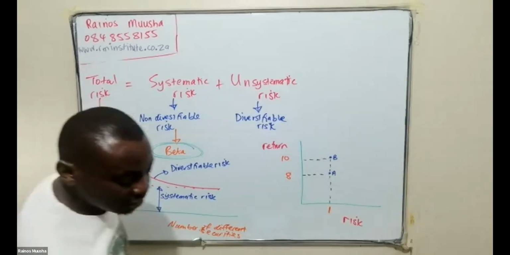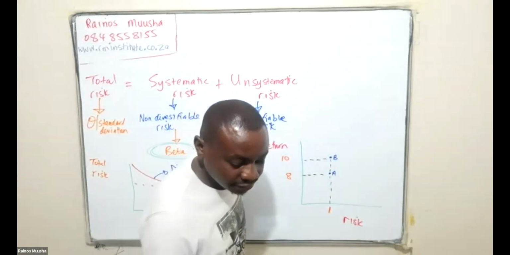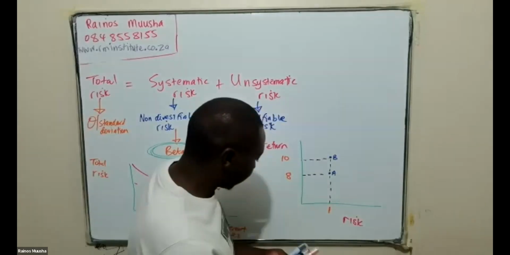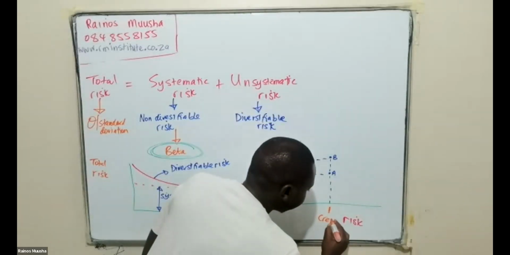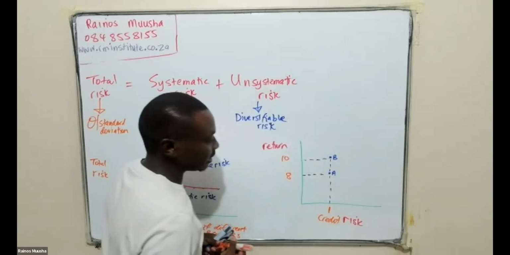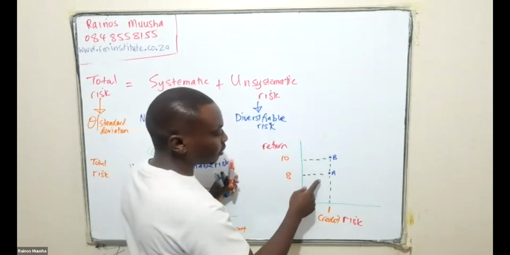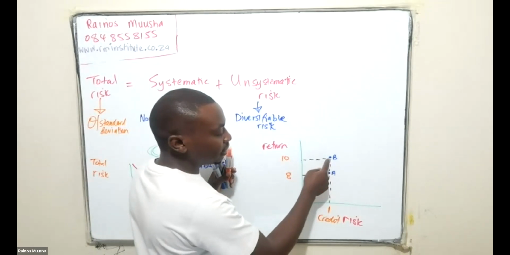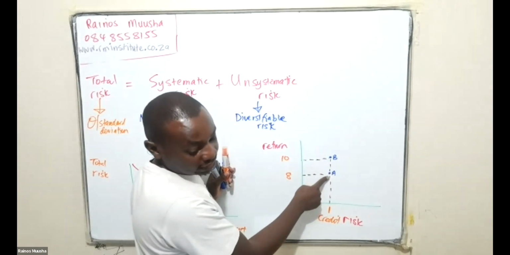Yes. So this is why that statement is very, very important. If you go back to the statement they give us here, you want to be able to maximize the return for a given level of credit risk. In this case, you want to ensure that you maximize your return by choosing investment B rather than investment A.